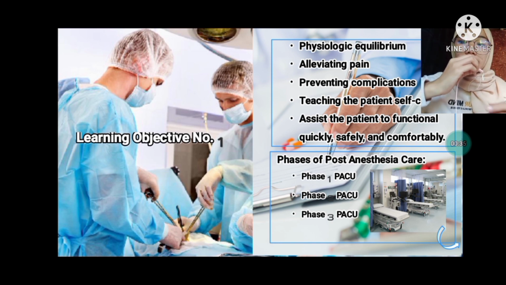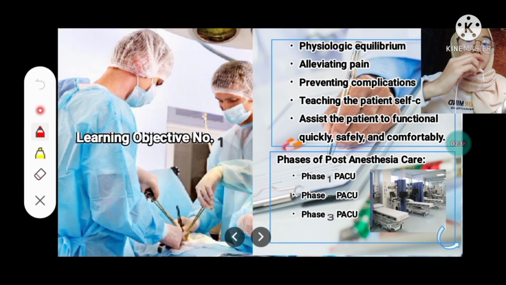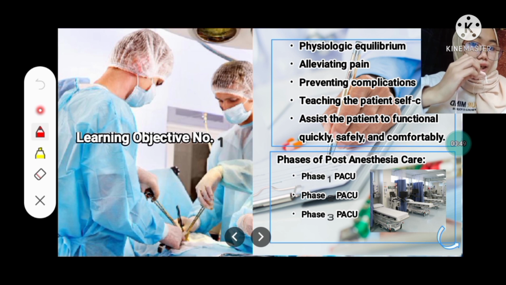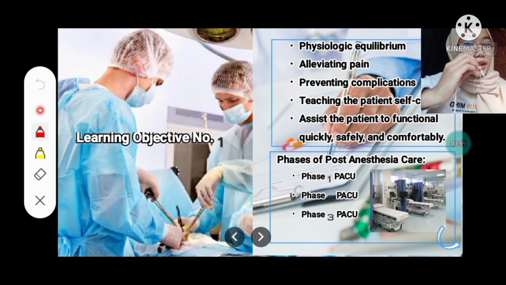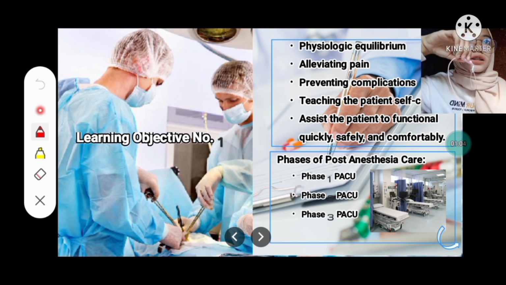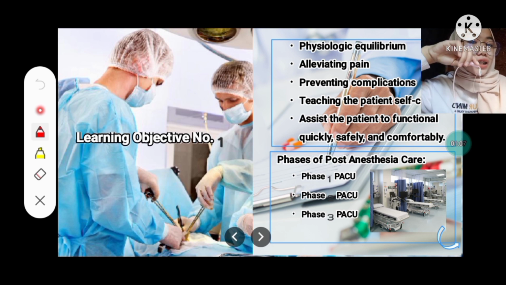And then next, let's move on to our next topic. So here, as you can see, we have learning objective number one. We are basing this on learning objectives 1 to 7. In learning objective number 1, describe the responsibilities of the PACU nurse, or the post anesthesia care unit nurse, in the prevention of immediate postoperative complications.